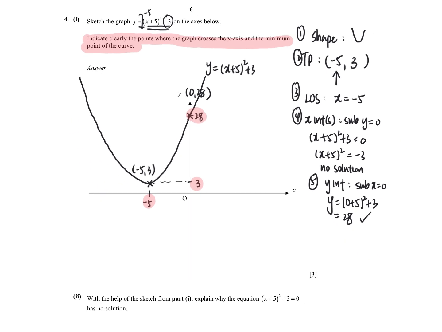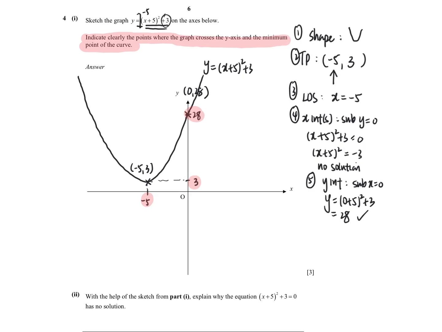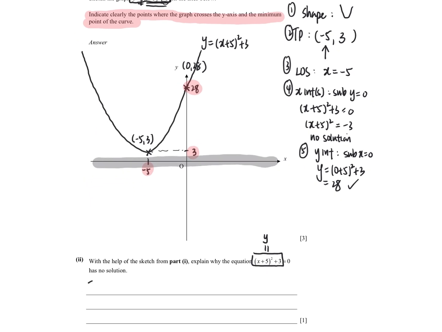Okay? Next one, they say with the help of the sketch from part 1, explain why this is your same equation y, right? This is equals to y. So they are asking you, when y is equal to 0, why is it that there is no solution? Some of you say that your entire graph lies above the x-axis, hence there's no intersection, there's no real roots.